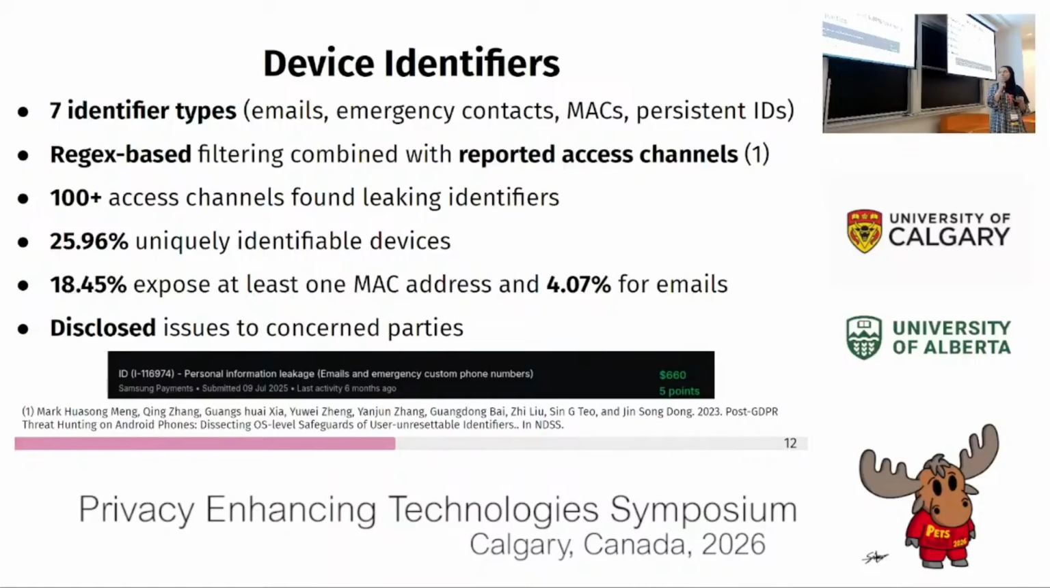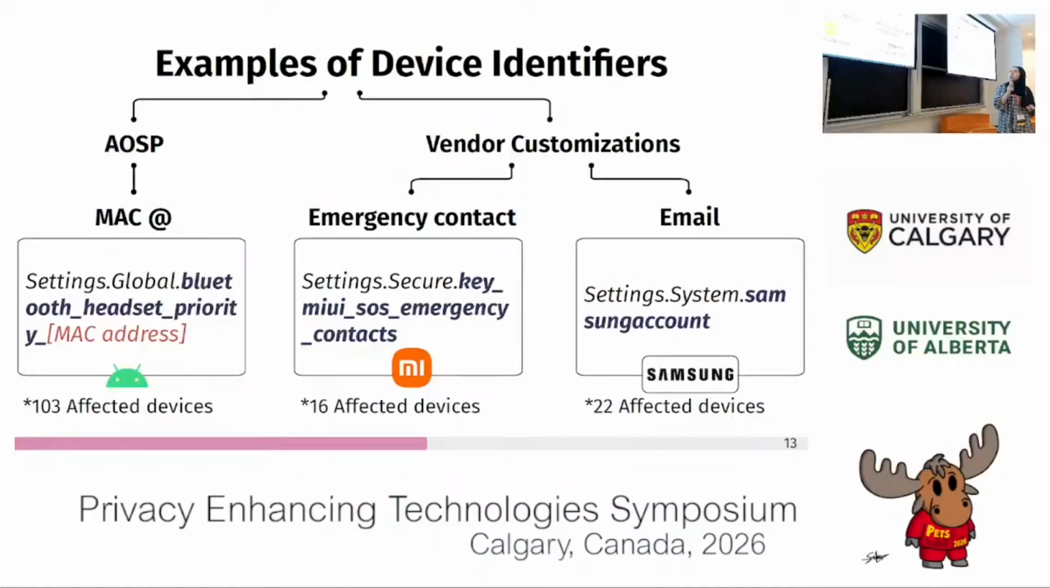We have disclosed those issues to the concerned parties, and we try to engage with them for the resolution. To illustrate some examples, we have issues that are related to the OSP itself, like, for example, these settings which leak the MAC address of the connected headset, or there are some leaks that are related to the vendor customization, like, for example, these settings on Xiaomi devices that leak the emergency contact of the person, and also we got some email addresses from some Samsung devices.